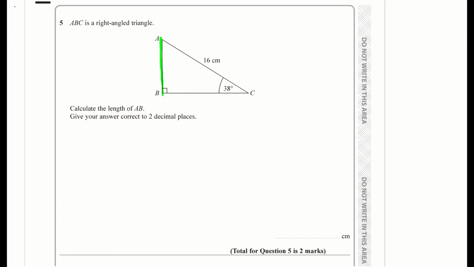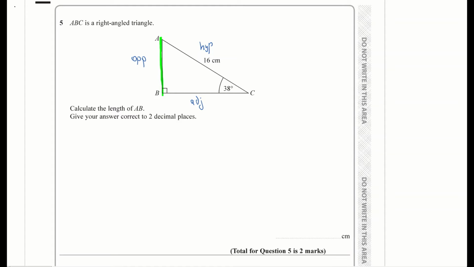So if I label my triangle, I'm given the angle C. First of all, we're going to mark in our hypotenuse, which is across from the 90. So this side here is my HYP, standing for hypotenuse. Then I'm going to mark in the opposite, which is opposite the angle that I'm given, the 38 degrees. So I'm going to call this my OPP. And then my final length is going to be my adjacent. So always fill the adjacent in last. First start with the hypotenuse, then the opposite, and then the adjacent.